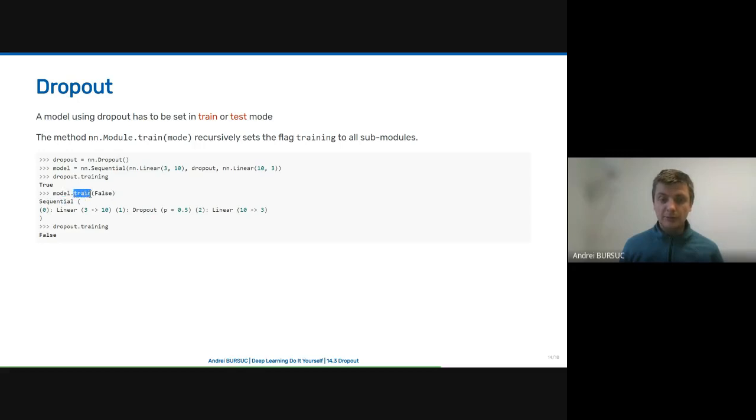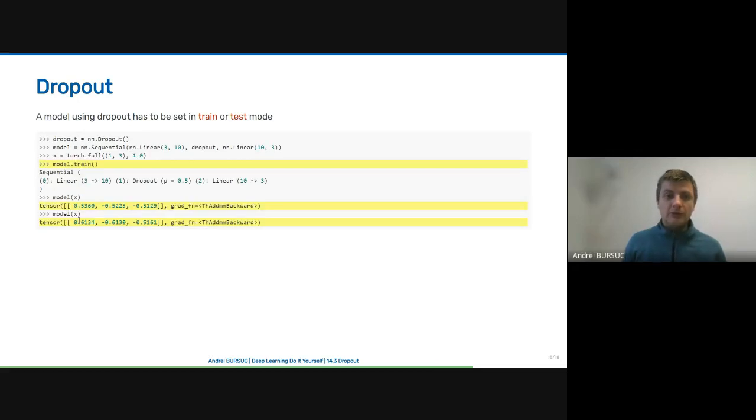Either I use train with false, or I use model.test, to know that the model is in test mode, and we can see that this also applies to the subsequent layers in the network. Whenever I set my model to train or to test, it will automatically put the specific layers that I have into train or test mode. So just to see the differences between a model using dropout in train mode and in test mode.